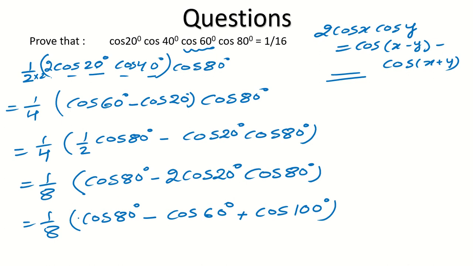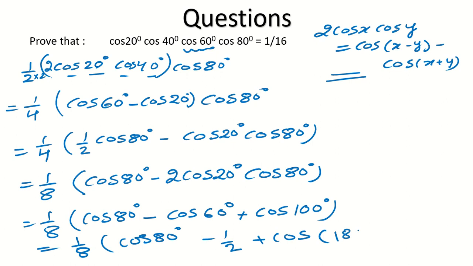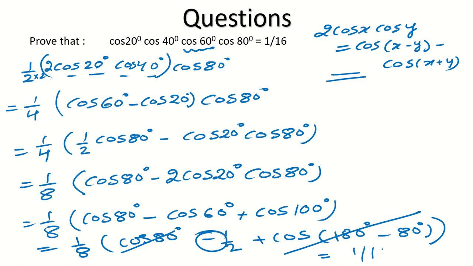Now this is 1 over 8 times cos 80 degree, and it will become 1 over 2 plus cos 100. Cos 100 means cos 180 minus 80 degree, and cos 180 minus theta, I told you, is minus cos theta. So this will be cancelled out, and here by mistake from somewhere we are getting it negative, but it has to be positive, because 1 over 8 times 1 over 2 will be equal to 1 over 16. So let's take it once again.